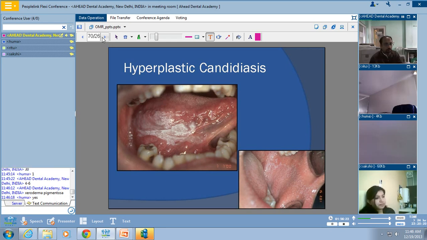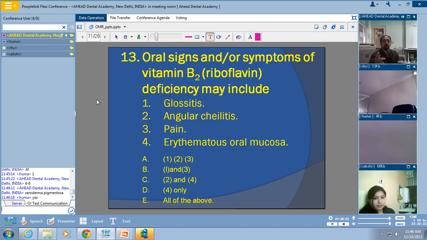13th question. Oral signs and symptoms of vitamin B2 deficiency may include: What do you think will be the answer? Glossitis, angular cheilitis, pain, erythematous oral mucosa.